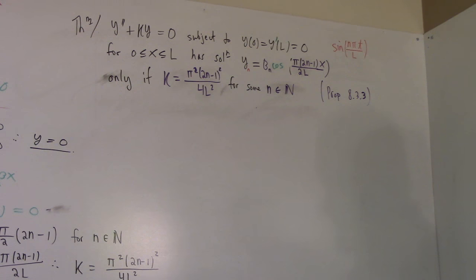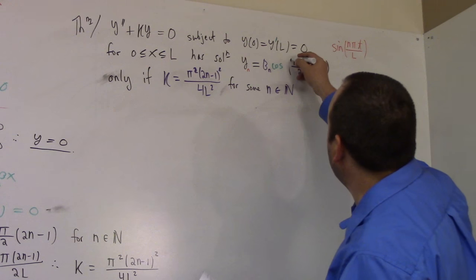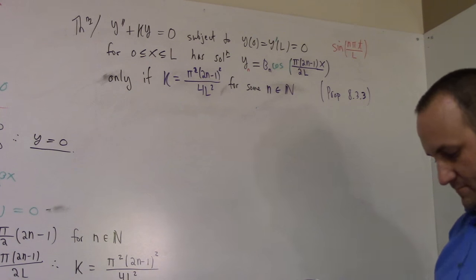And again, no constant solution, no zero trivial. No non-trivial constant solutions allowed. Okay, that's it. There it is.